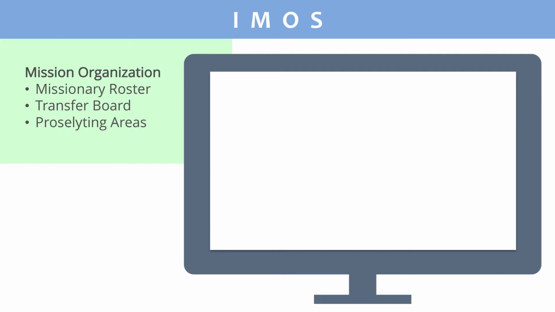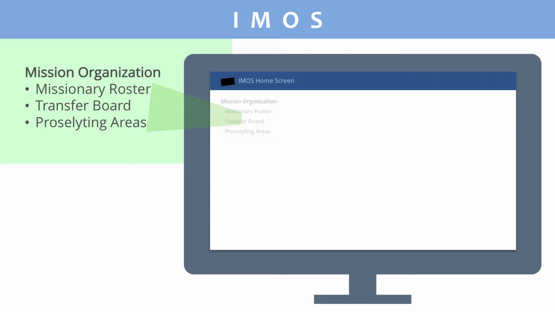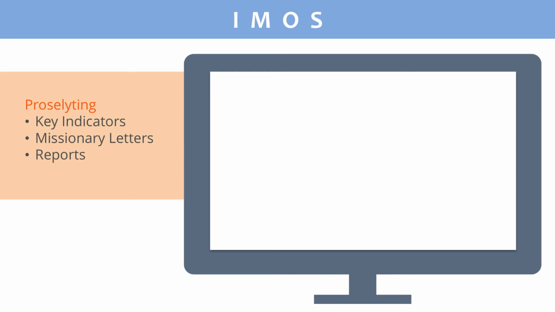So, how do you access these tools? Well, they're right here on the IMOS home screen, which is the first screen that you'll see when you go to IMOS. As we continue with this overview, we'll show you piece by piece where you'll find other links on this home screen. The next major section on the IMOS home screen is proselyting. The proselyting tools include key indicators, where you can graph and analyze your mission's key indicators, also missionary letters, followed by reports, where you can output helpful reports to help you analyze your mission's proselyting activities.